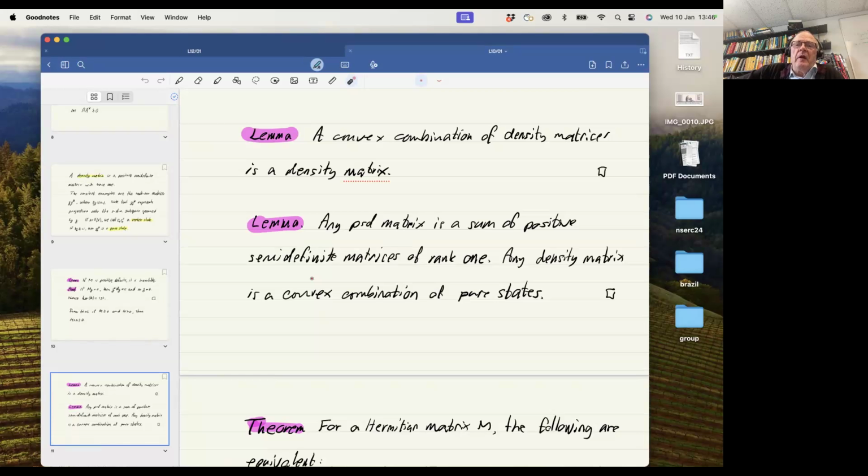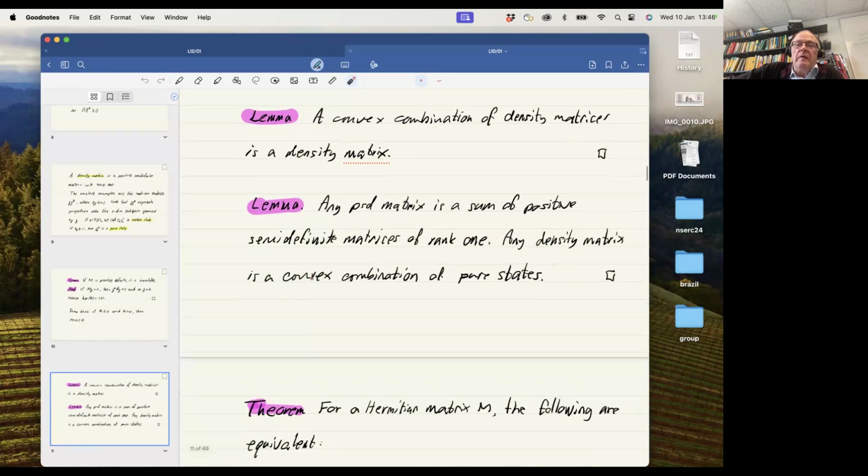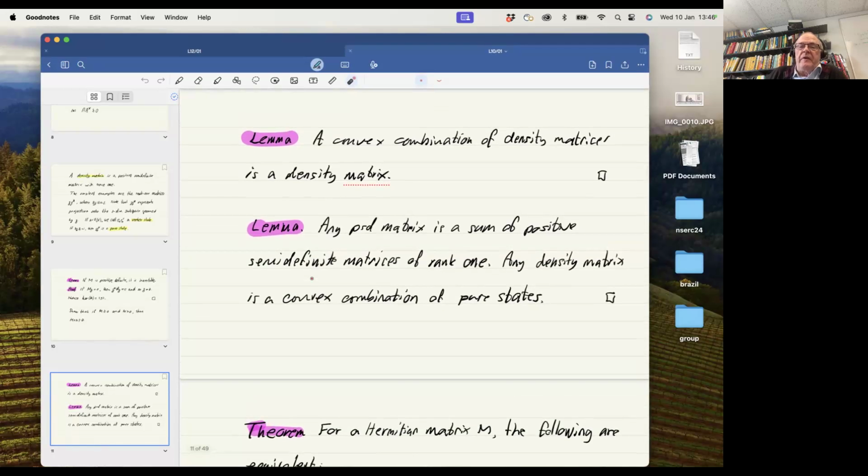And so it's an important and useful fact that any density matrix is a convex combination of pure states. It's the first statement here. This statement is essentially trivial because it's just saying what I just said: a non-negative real number times a positive semi-definite matrix is positive semi-definite, and sums are positive semi-definite. But this is saying that every positive semi-definite matrix is a sum of positive semi-definite matrices of rank 1, and that any density matrix is a convex combination of pure states.